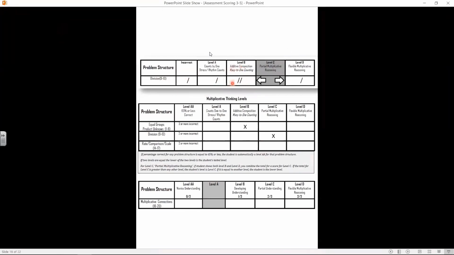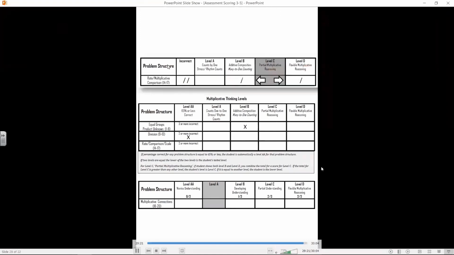They have 1 incorrect, 1 here, and then they have a B and a D. Remember, whenever there's a D and a B, these combine, so there would be 3 for level C, and then an A in this, so they would be a level C for that one. Okay, and let's take a look at this one now. 4 for level D, and then 1 incorrect, and that would be a level D.